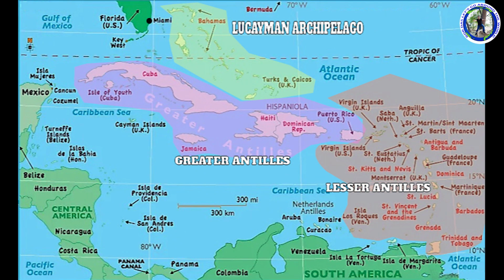For simplicity, we have divided geographically the Caribbean islands into 3 groups. Number 1 is Lucayan Archipelago, number 2 Greater Antilles, and number 3 Lesser Antilles. You can see all these 3 groups in my map, colored in 3 different colors. Flag of Curaçao.